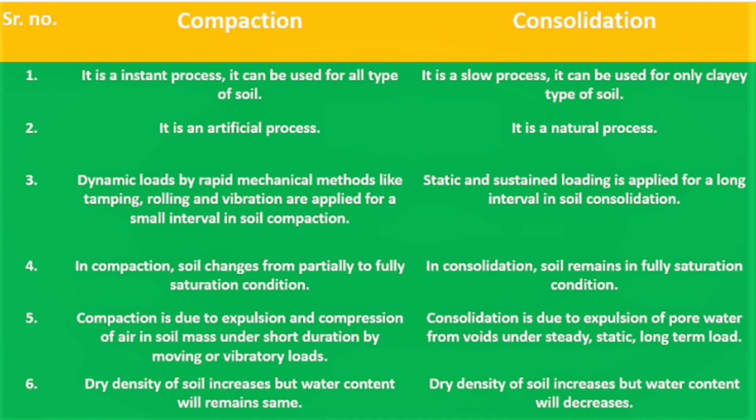And compaction is done for dry soil or partially saturated soil, whereas consolidation is done only for fully saturated soil. Compaction is done for all types of soil, and consolidation is done for finer soil like silt and clay.